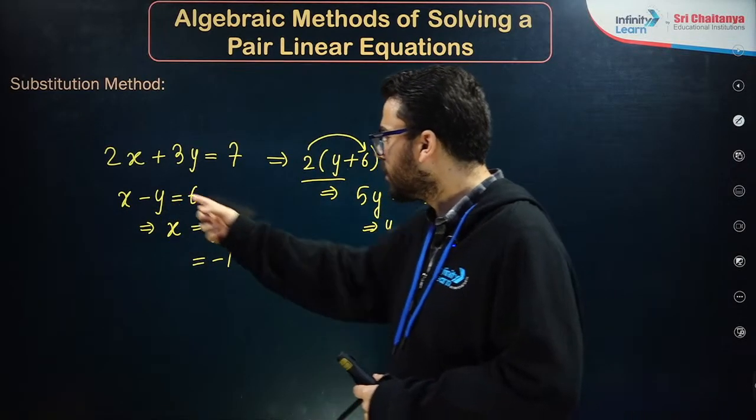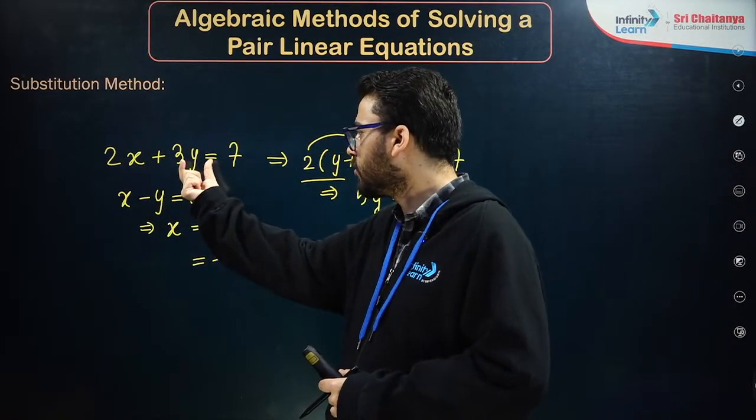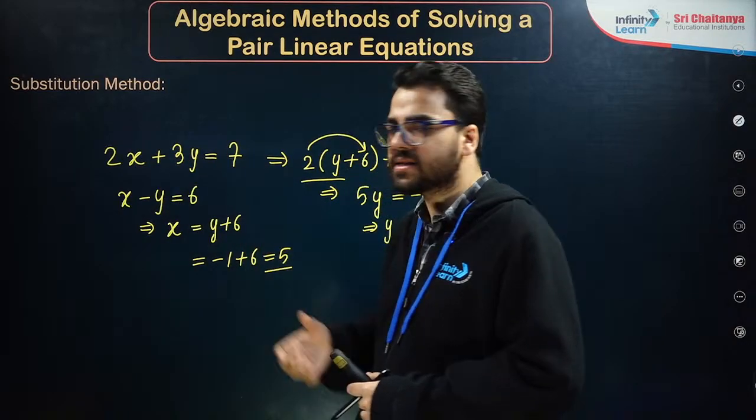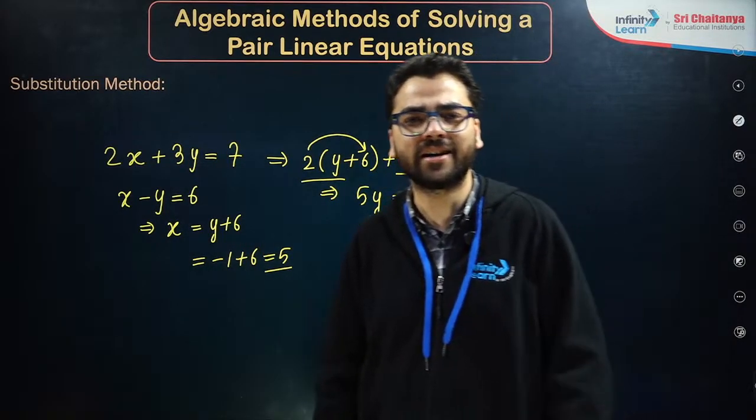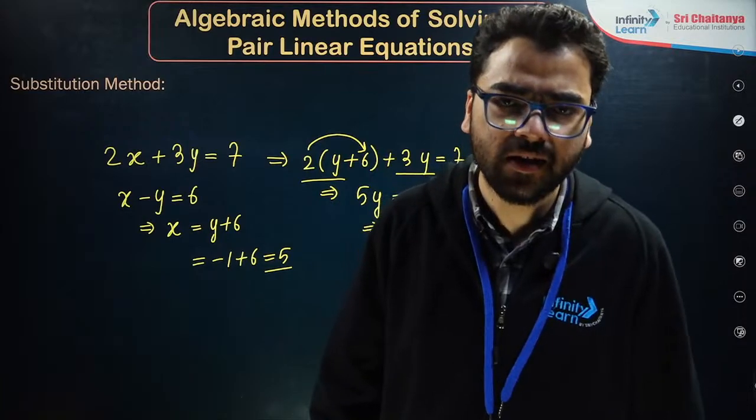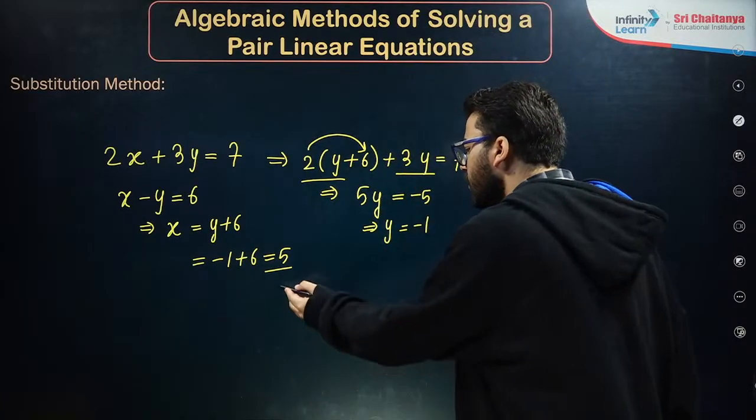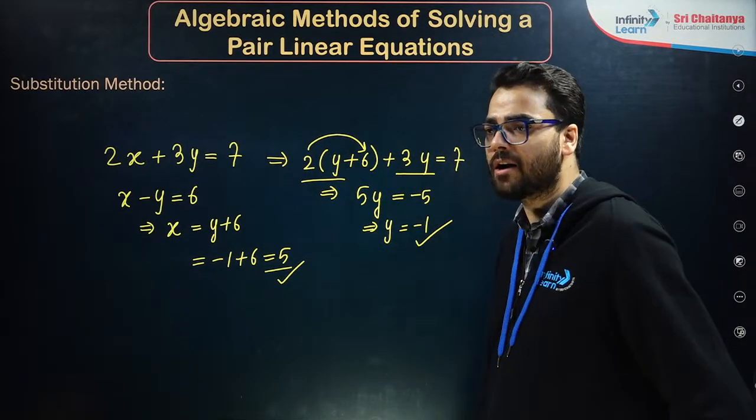If you put x is equal to 5 over here, 5 2s are 10, y is equal to -1. So 10 minus 3 is 7. It means both the equations are being satisfied by these values of x and y. So you can say that x is equal to 5 and y is equal to -1 are very well solutions of these equations.